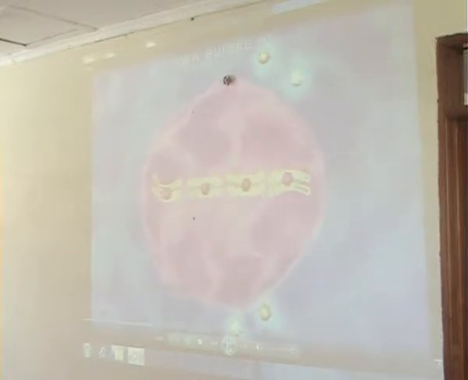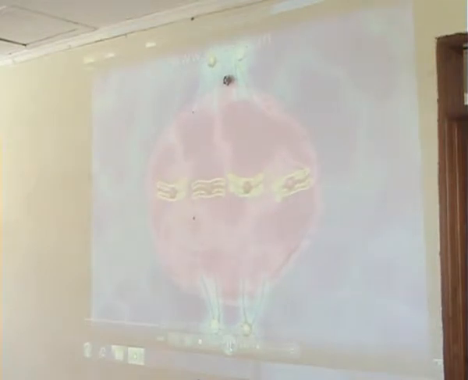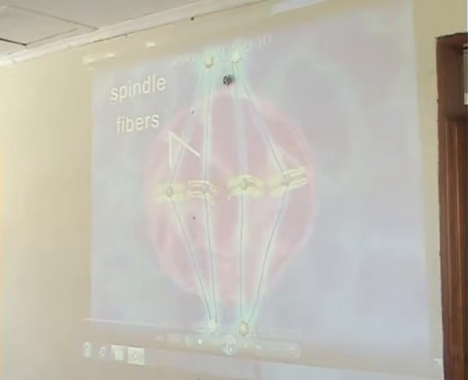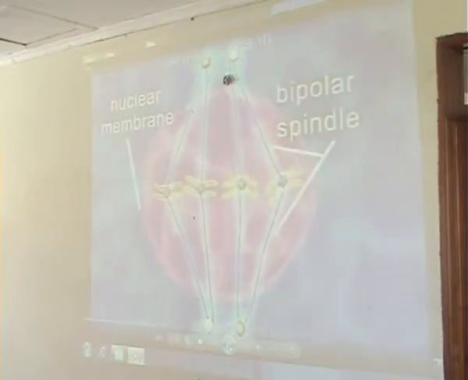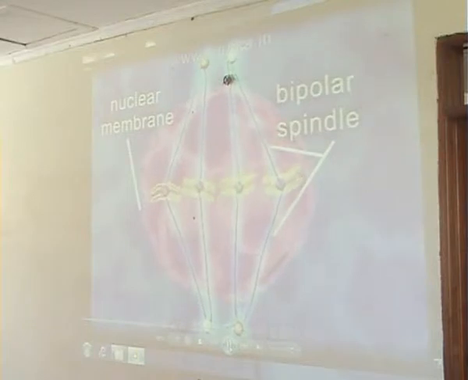They migrate towards the opposite poles. The centrioles form the spindle fibers. Such fibers create the bipolar spindle. At the end of this stage, the nuclear membrane is dissolved.